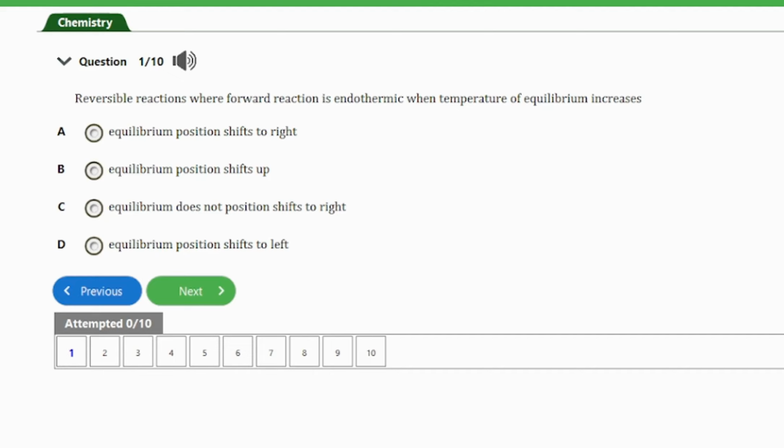It says, reversible reactions where forward reaction is endothermic, when temperature of equilibrium increases. A. Equilibrium position shifts to right. B. Equilibrium position shifts up. C. Equilibrium does not position shifts to right. D. Equilibrium position shifts to left. So guys, the answer to this question is option A here. Equilibrium position shifts to right.